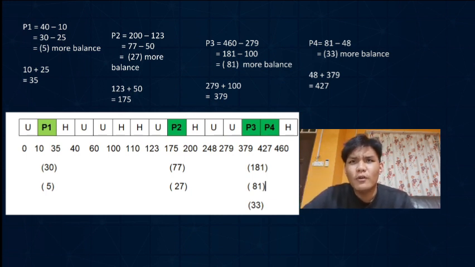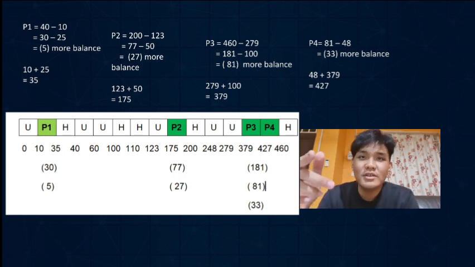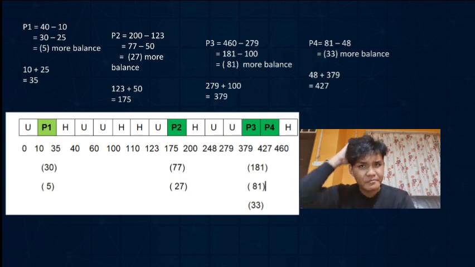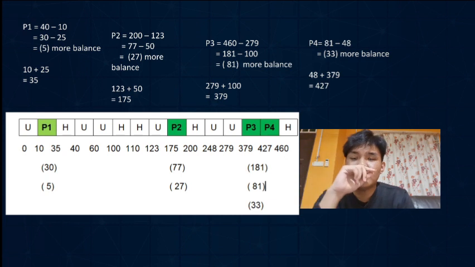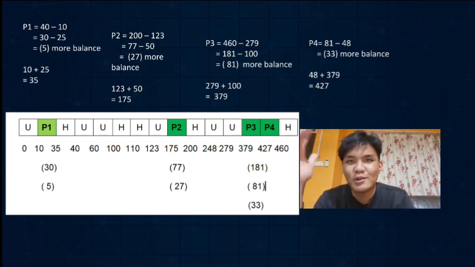Let's see for part 3. Part 3, we have to take the range from 460 to 379, right? So we minus it first. Sorry, 460 to 179, right? So we take it and then we minus it and see there's 181 space, right?